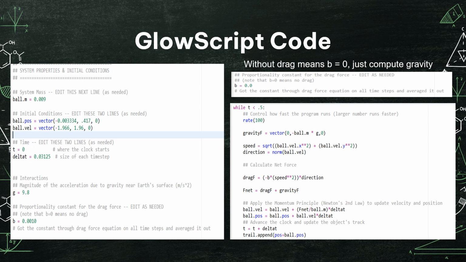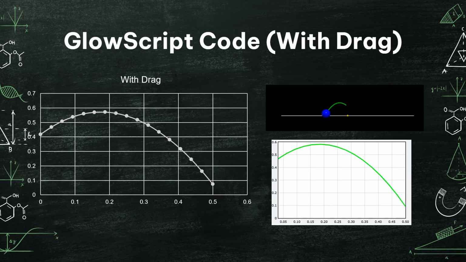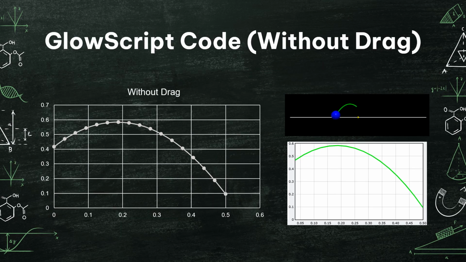All right, quickly going over our GlowScript code, we can see that we put in our initial position, initial velocity, our time steps, and our proportional constant. The one difference between these computational models is whether the proportional constant is set to 0.0010 or 0. Inside the while loop, we are calculating the gravity force vector and the speed direction to get us drag force. Now we add these 2 net forces together to then eventually update our velocity, and then our velocity is again going to be put into our position update. And this is what the graph is going to look like with drag. This is without drag.